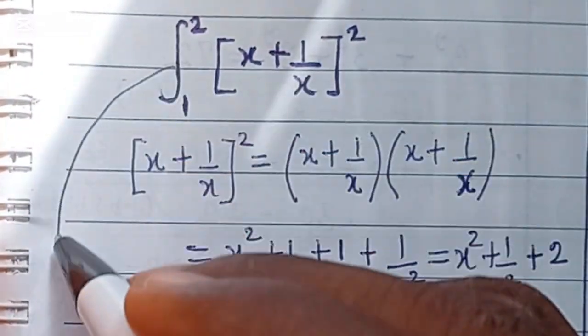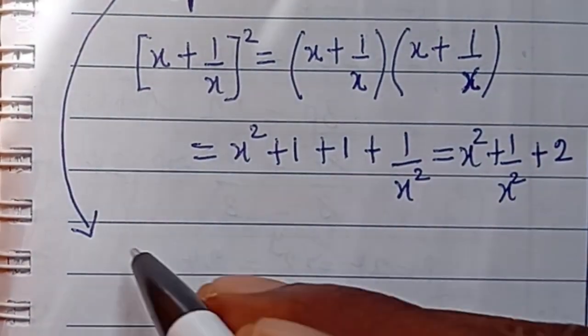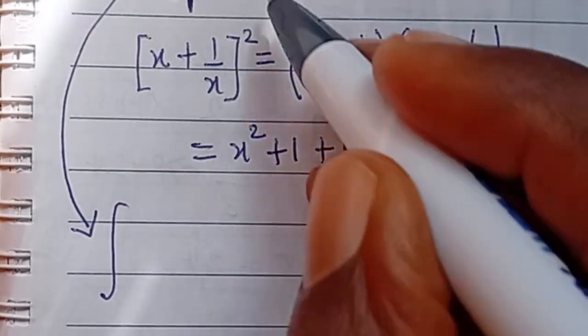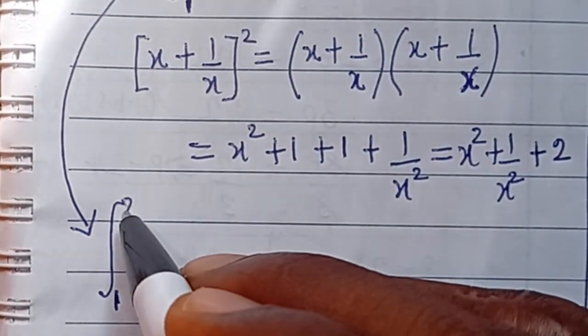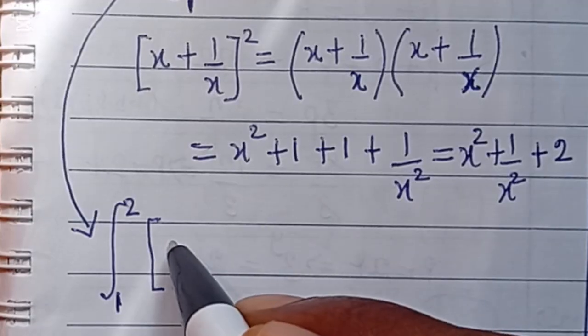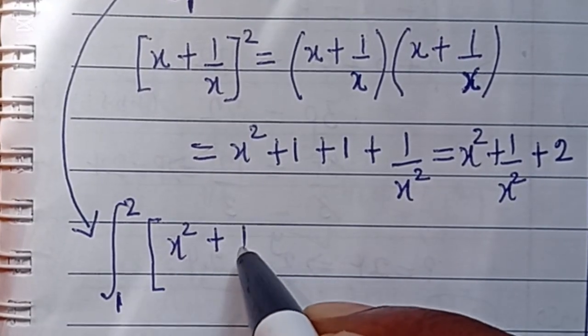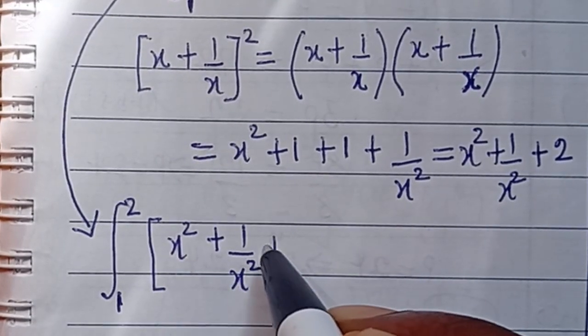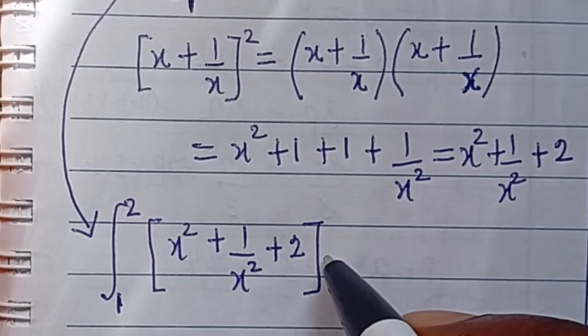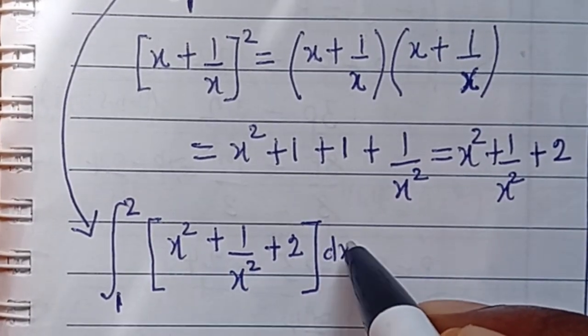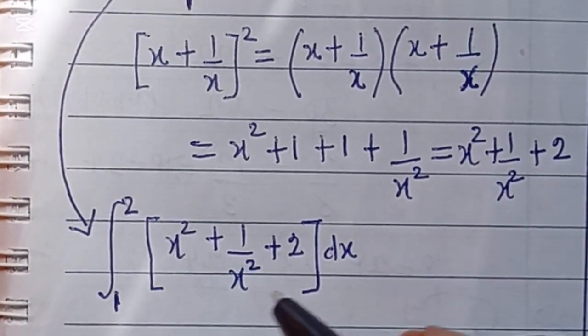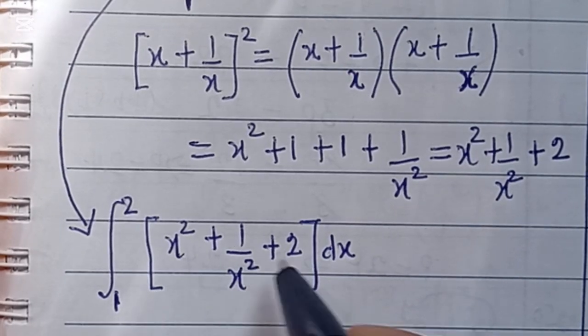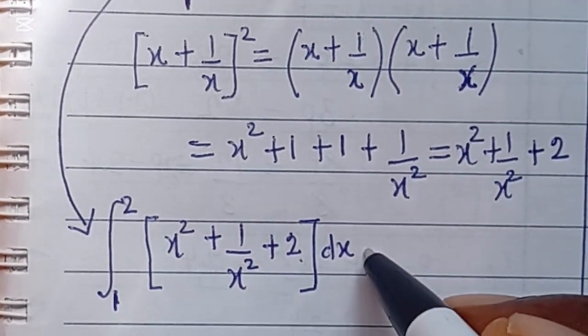So our integral can now be rewritten as the integral from 1 to 2 of x squared plus 1/x squared plus 2, and we put a dx. All right, so let's integrate. We're going to integrate each of the terms, starting with the first term.